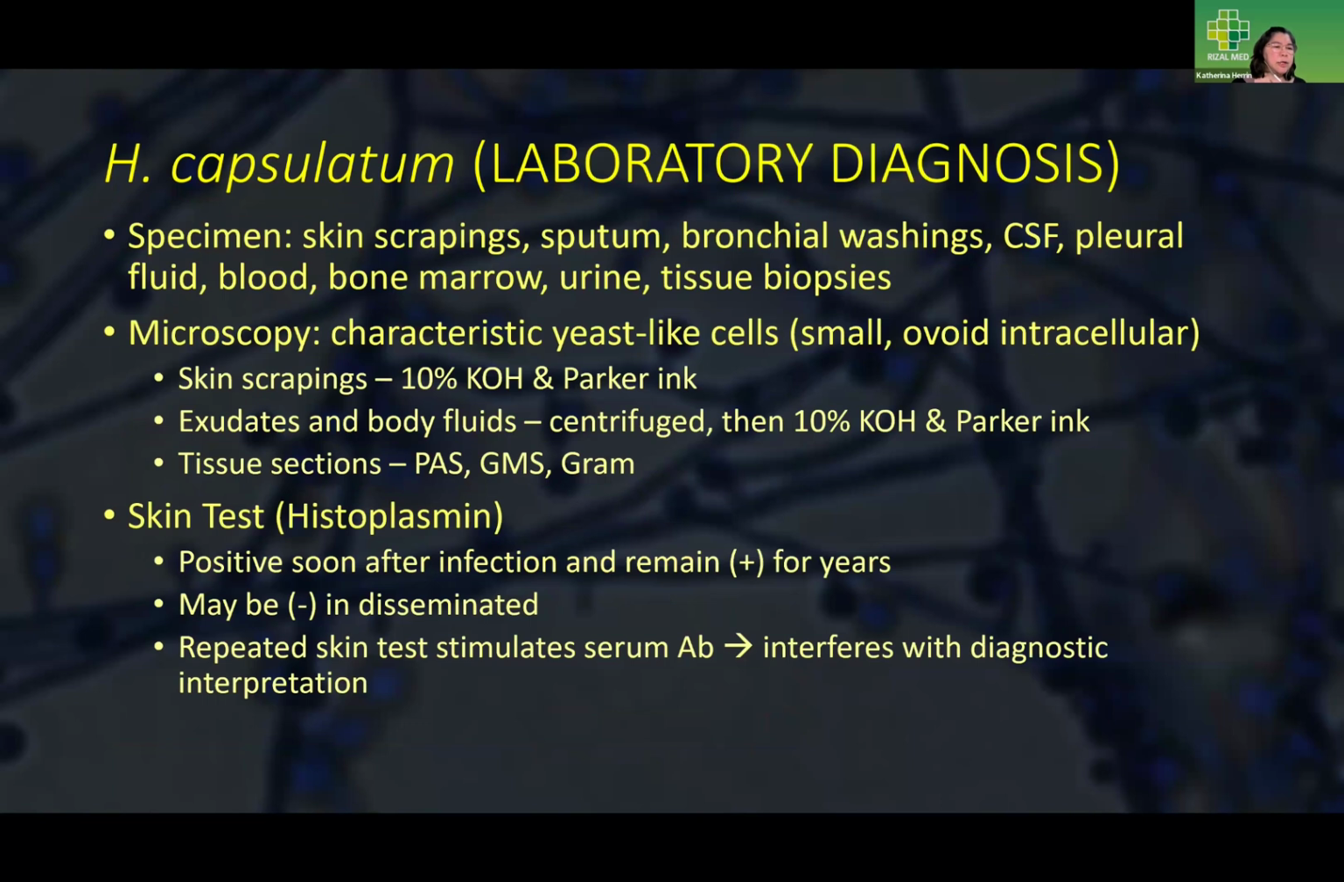Specimens for culture include skin scrapings, sputum, bronchial washings. Microscopy will show small ovoid cells within macrophages in tissue sections, best viewed with special stains. Histoplasmin skin test becomes positive soon after infection and remains positive for years. Repeated skin testing stimulates production of antibodies, and this can interfere with diagnostic interpretation.